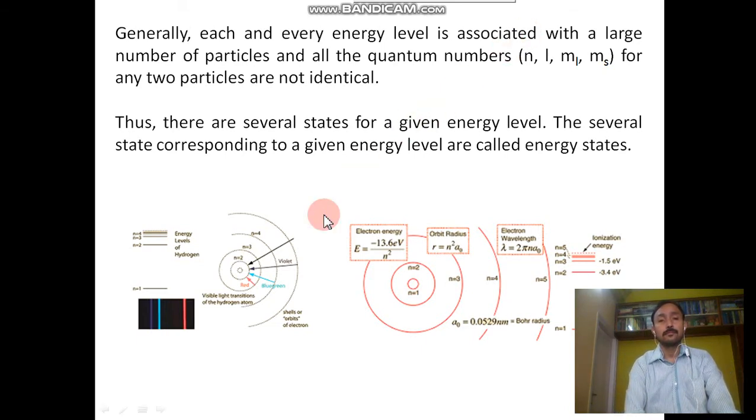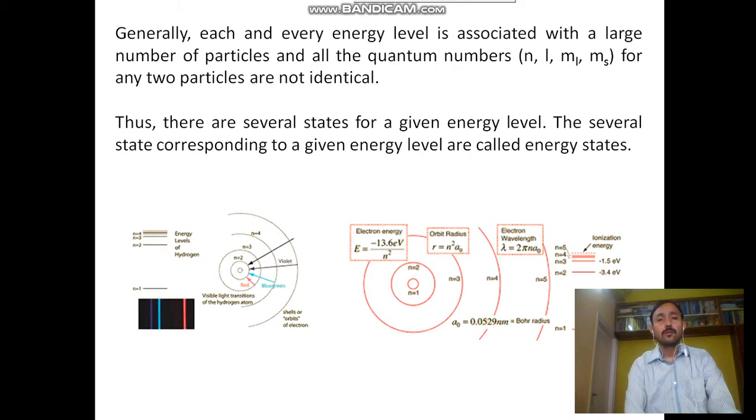Here we can see the transition of a particle from n is equal to 3 to n is equal to 2, this red line. From 4 to 2, blue line. 5 to 2, violet line.